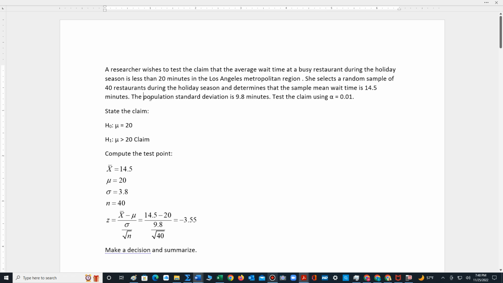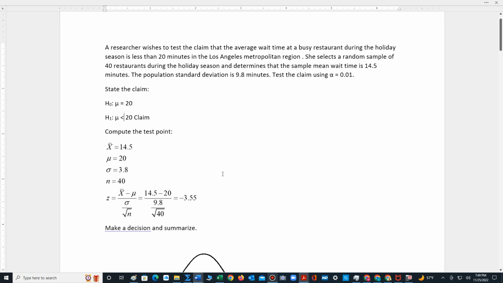So the population standard deviation, that is sigma. Since that's given, it is a z-test. We set up the claim. The claim is that the mean is less than 20 minutes. That's the claim. And since it's a less than, it's H sub 1. H naught is the mean is equal to 20 minutes.